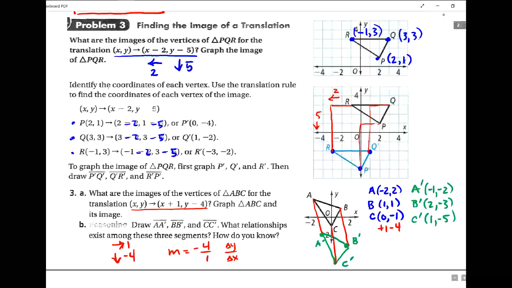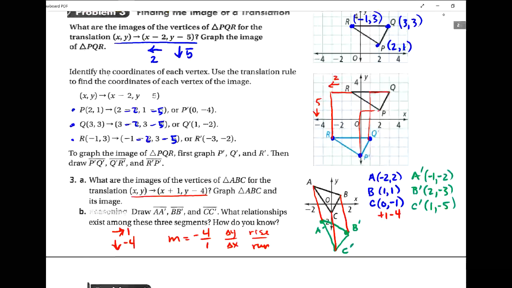Part B says, draw segments A prime, B prime, and C prime. What relationship exists among these segments? Well, you know that they all go over 1 and down 4, because that's what a translation is. Everybody moves the same distance in the same direction. Now, if you're looking at these on a coordinate plane, you should be thinking slope. Slope, right, is rise over run, y over x. These all go down 4 over 1. All of these lines have a slope of -4 over 1.